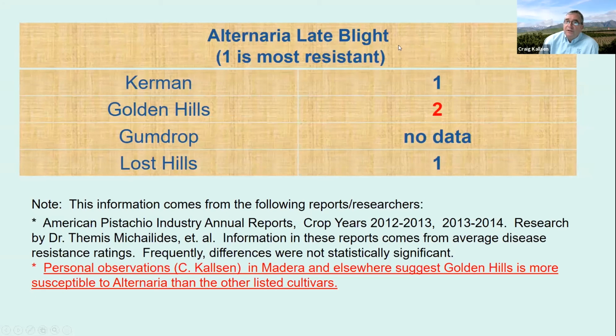Alternaria late blight, another fairly serious disease of pistachio. This I do have some firsthand experience with in trials, especially the one in Madera County and in some wetter spots in Kern County where we don't get good air circulation, and Golden Hills is more susceptible to Alternaria late blight than is Kerman. Gumdrop, well, I'm not sure about Gumdrop, but Lost Hills. There are places in Kern County where I really recommend people spray Golden Hills, whereas I have less of a tendency to suggest people do that with these other varieties.